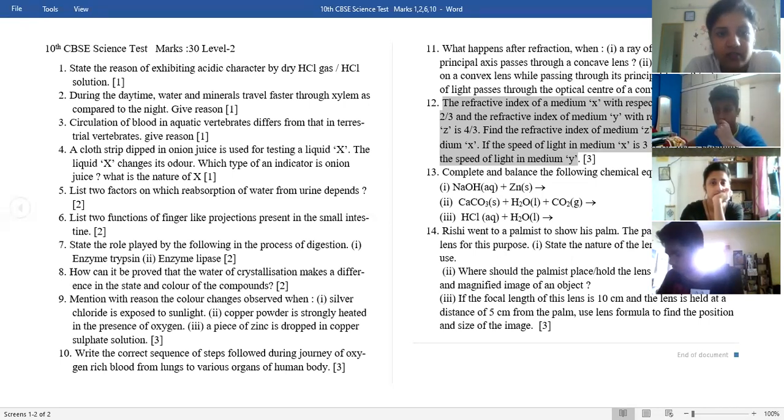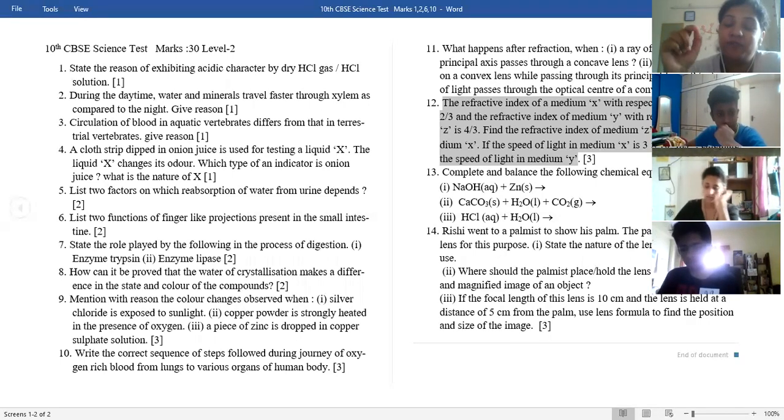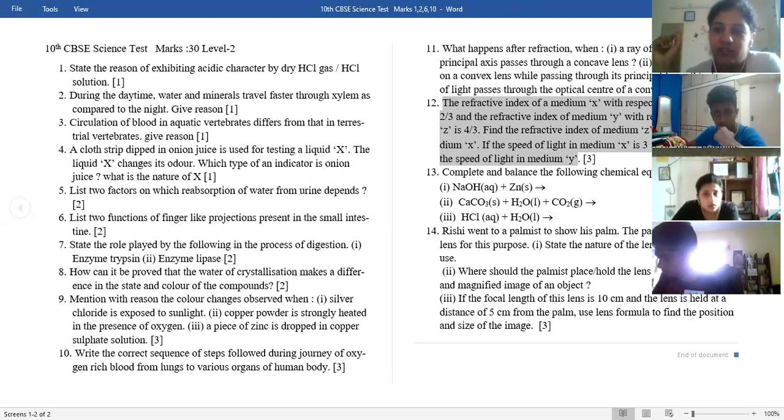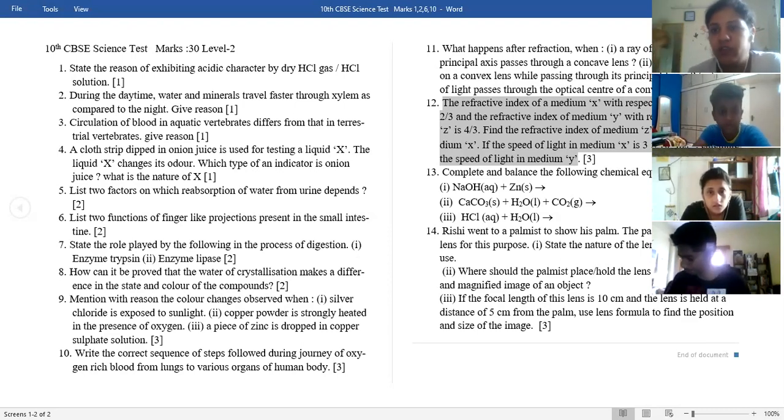Mention with reason the color changes observed when... Color changes they have told. So you have to mention the proper color change. Don't only write which color is formed. What was the earlier color and what has it changed into, that you have to mention. Ninth question. Silver chloride is exposed to sunlight. So what is the original color of silver chloride?